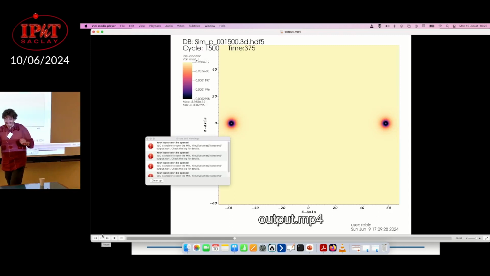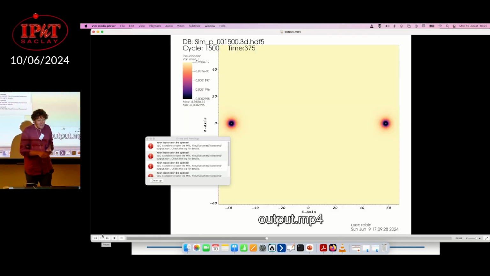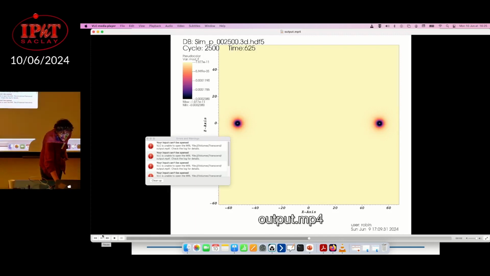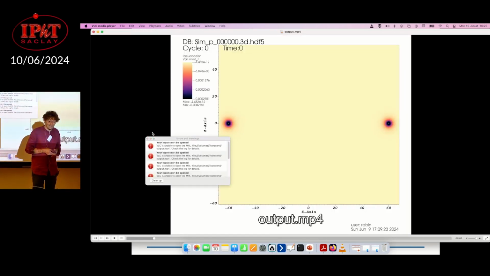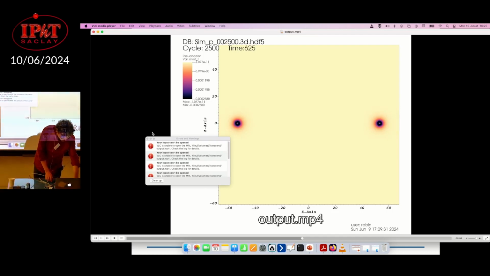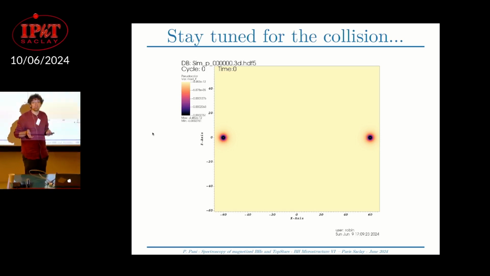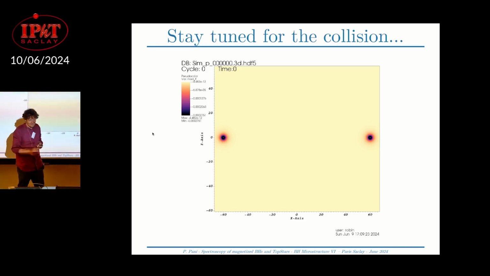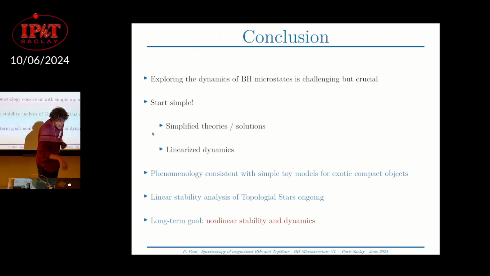So we don't know what the end state is. I mean, the end state will hopefully be a charged black hole, but we don't know yet whether the signal will be similar to what we are seeing in the linearized analysis. But anyway, this is just to say that in these controlled settings, we can do simulations and possibly find something interesting. So stay tuned to see the results.